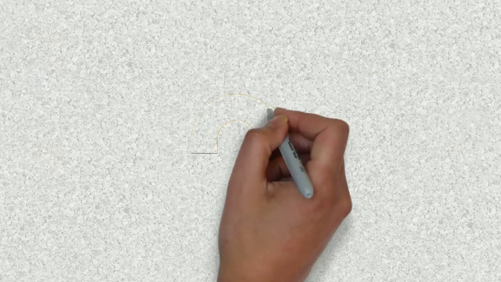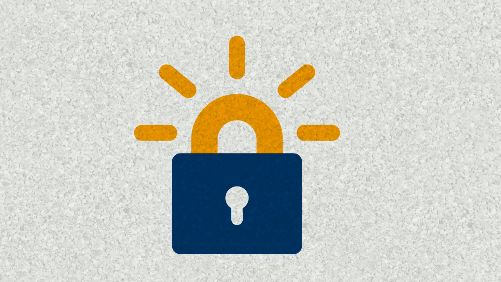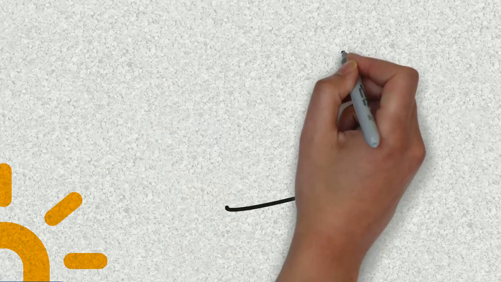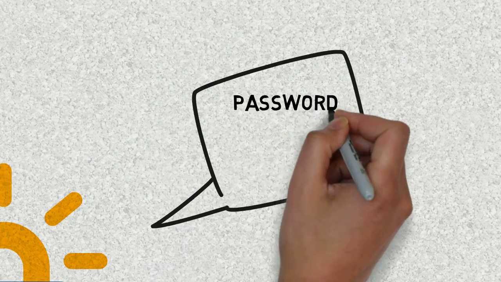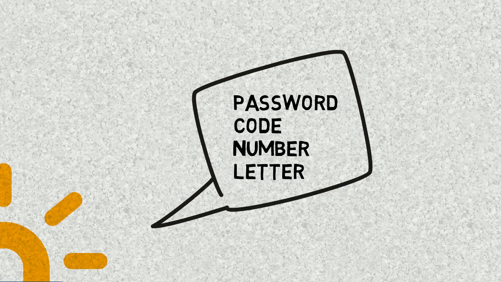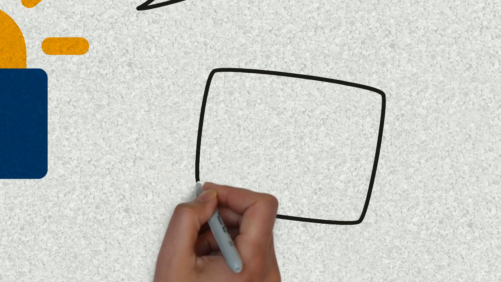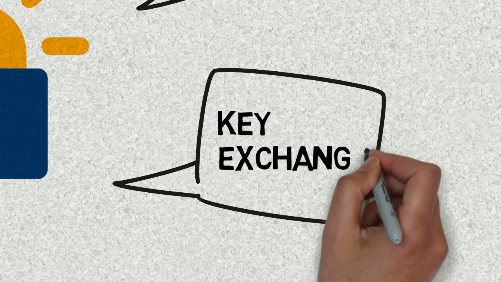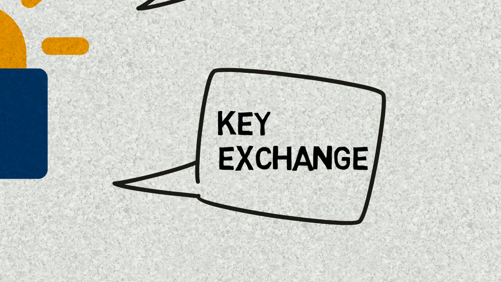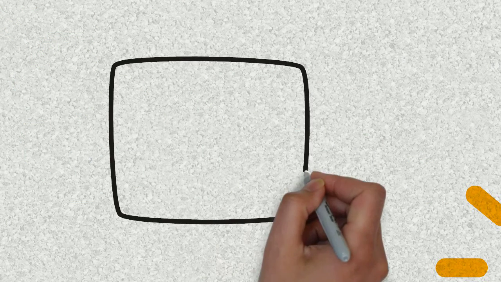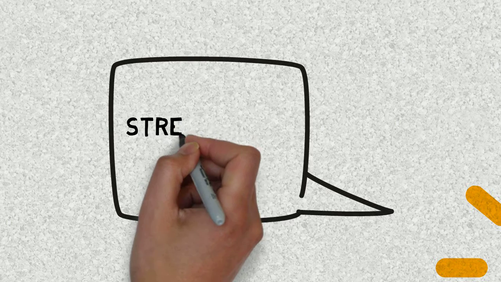So what are some characteristics of symmetric encryption? The secret key can be either a specific password, code, a number, a letter, or a random string. There is also the concept of key exchange, and thus the security strength highly depends on this. Common variations of symmetric encryption are stream cipher and block cipher.